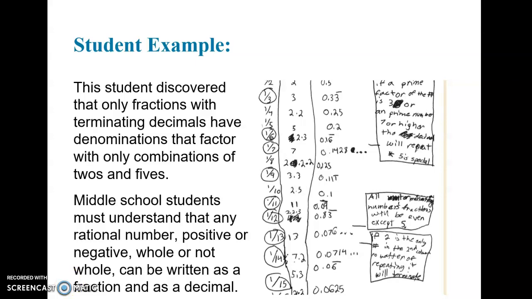equivalencies for negative 8. Fluency with equivalent representations is critical and requires much more than teaching an algorithm for moving from one representation to another.